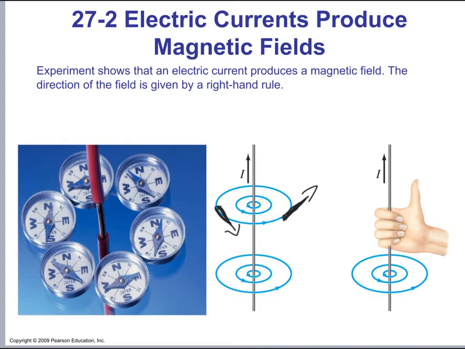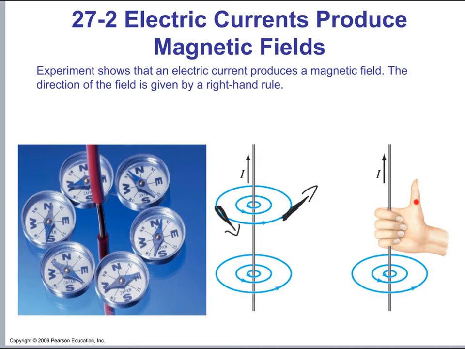You wrap your fingers like a fist around the wire with your thumb extended. And so you always put your thumb in the direction of the current. So you have to know which way the current is going. How do you know that? Well, we know that, for example, if this is hooked up to a battery, the current's always going to come out of the positive terminal and go to the negative terminal. So figuring out which way the current goes is usually not a problem.